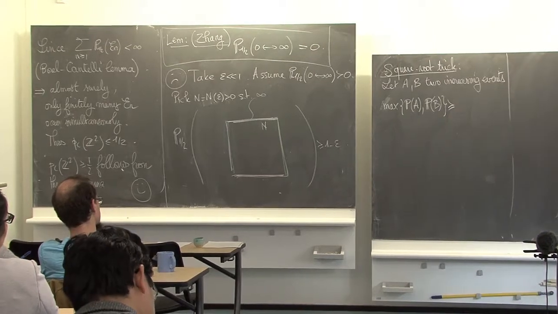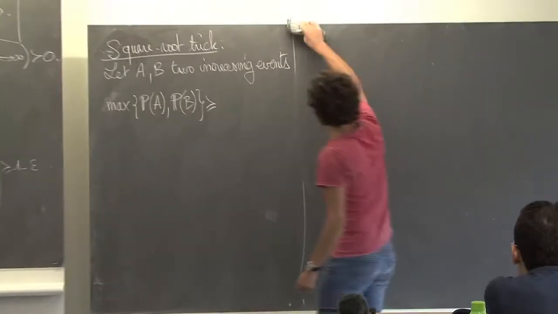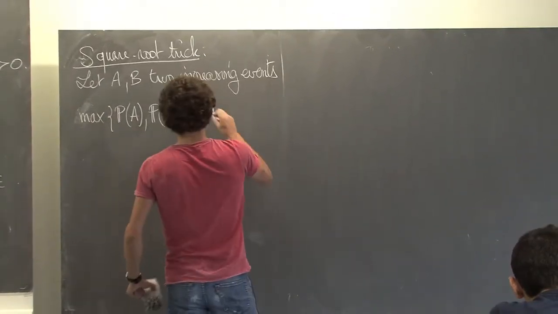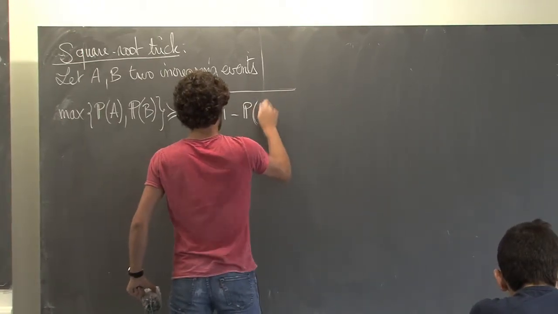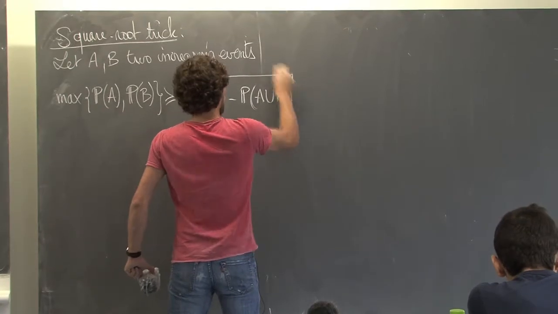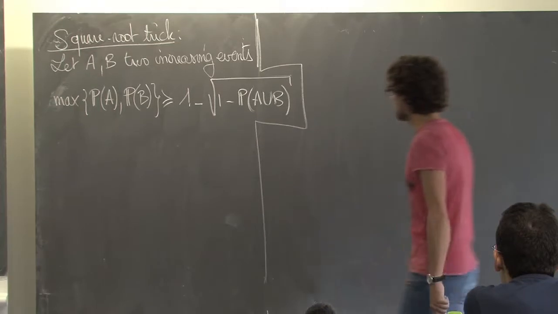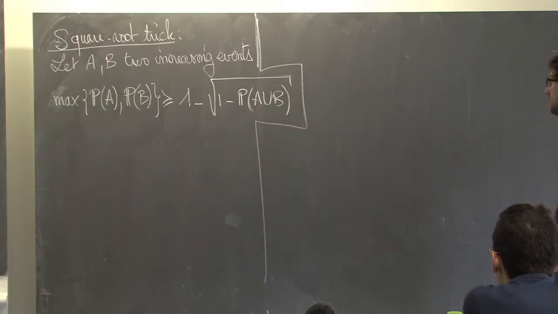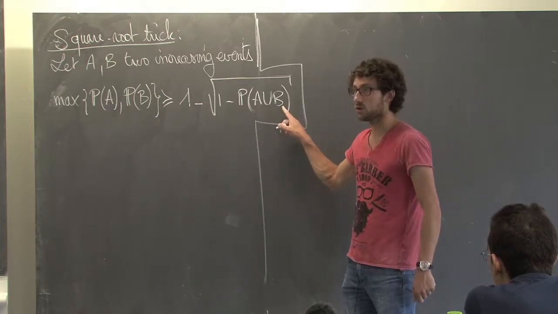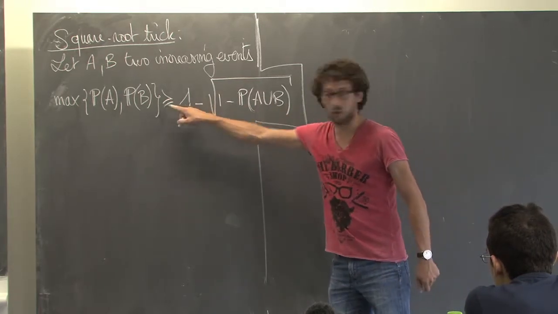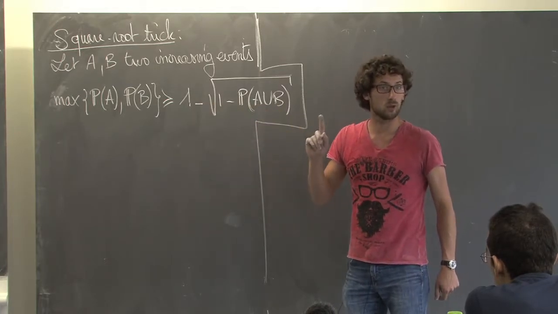When you have increasing events, you can prove that this is larger or equal to 1 minus the square root of 1 minus the probability of A union B. Why is it much better? First, because I say it. And second, because here, if this probability is close to 1, then the bound here is close to 1. So that's what you earn.